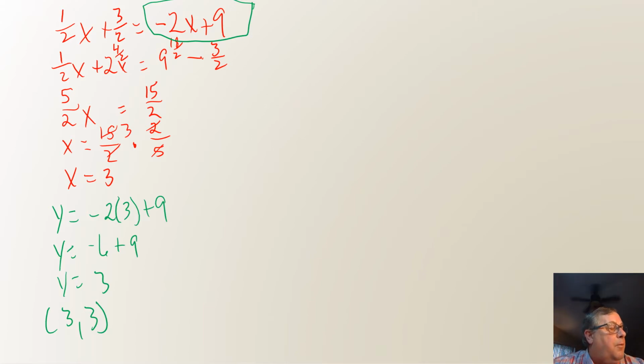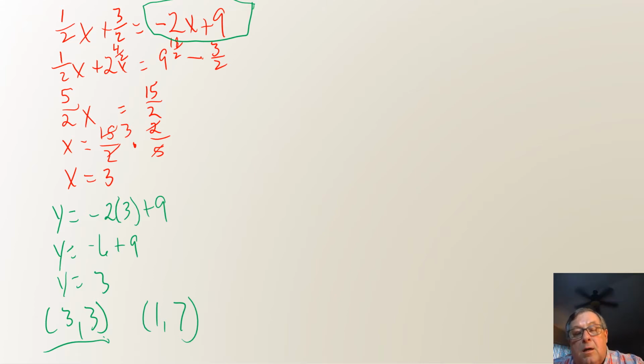And remember that the point that is not on line L, on the line that's perpendicular to line L, had coordinates (1, 7). So I'm looking for the distance between the point (3, 3) and the point (1, 7), that is, from the point (1, 7) to the intersection with line L, which I'm saying occurs at (3, 3).